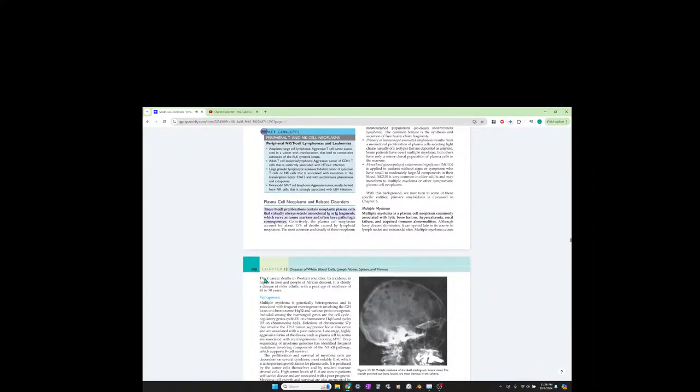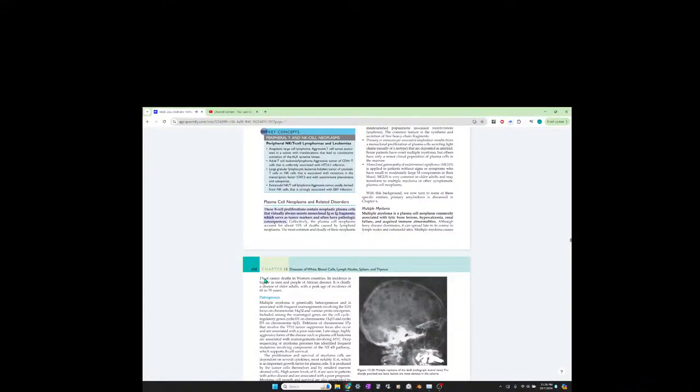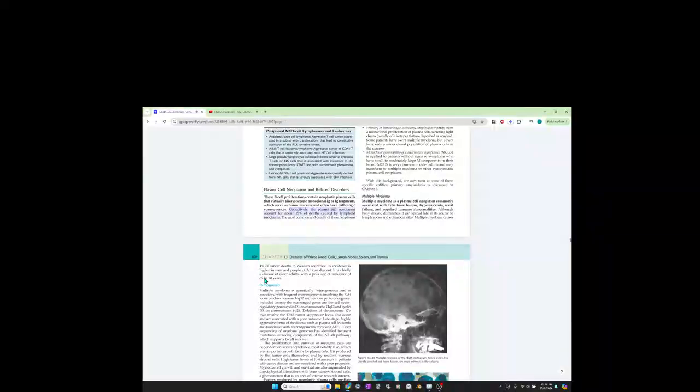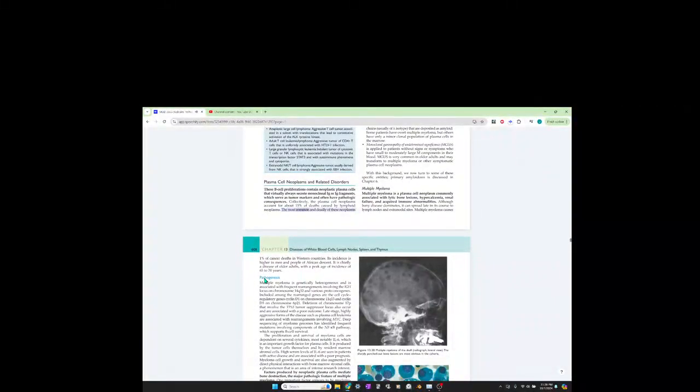These B-cell proliferations contain neoplastic plasma cells that virtually always secrete monoclonal Ig or Ig fragments, which serve as tumor markers and often have pathologic consequences. Collectively, the plasma cell neoplasms account for about 15% of deaths caused by lymphoid neoplasms. The most common and deadly of these neoplasms is multiple myeloma, of which there are about 15,000 new cases per year in the United States.